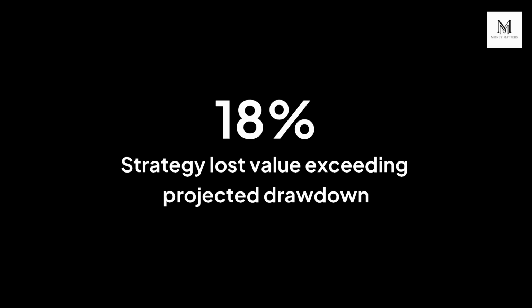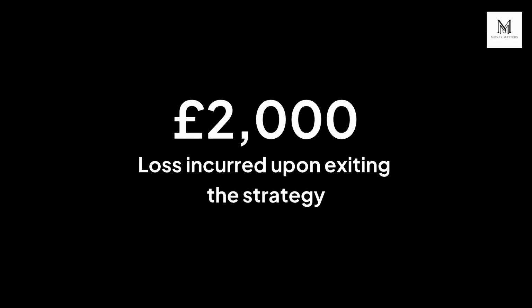6 weeks in, the strategy had lost 18% of its value, well outside the maximum drawdown the backtest had projected. I exited at a £2,000 loss rather than averaging down into a strategy I no longer had conviction in. The exit turned out to be the right call. The strategy continued to underperform after I exited.